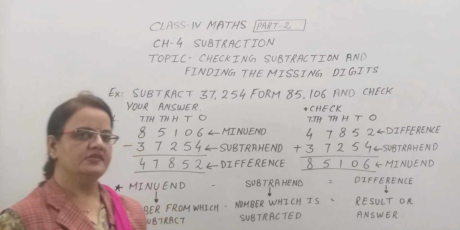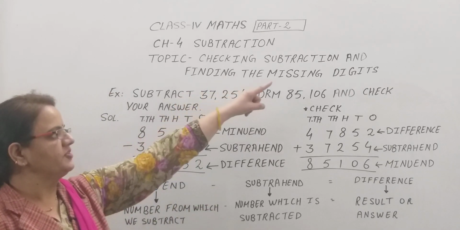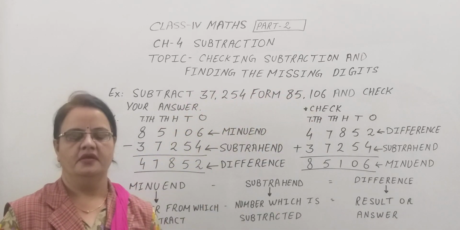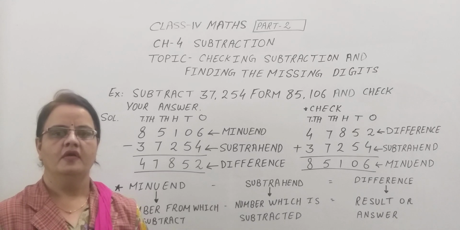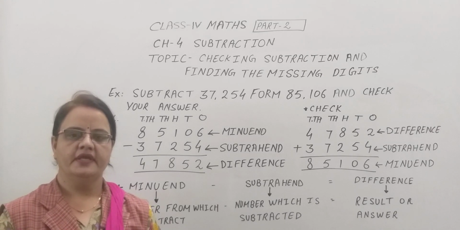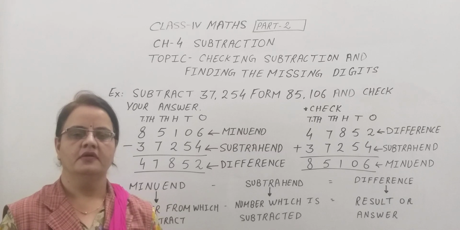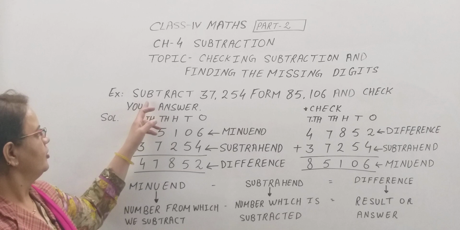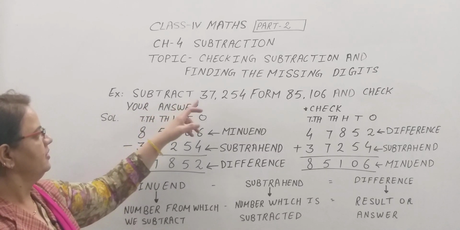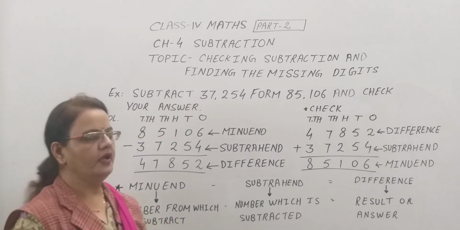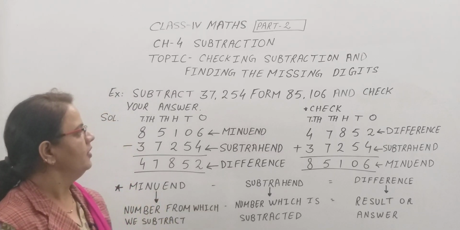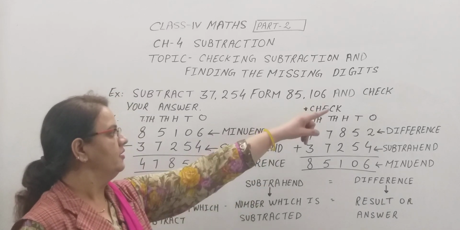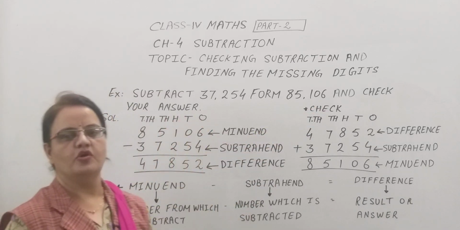Today our topic is checking subtraction and finding the missing digits. So students, first we will take one example. As you can see, our question is: subtract 37,254 from 85,106 and check your answer also.